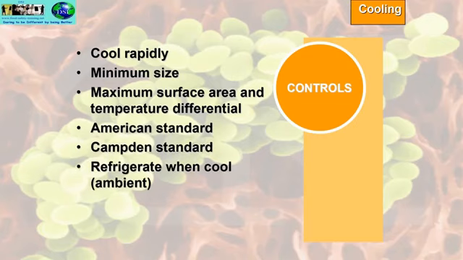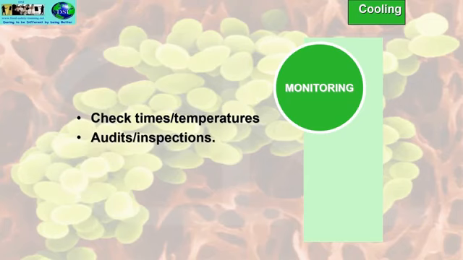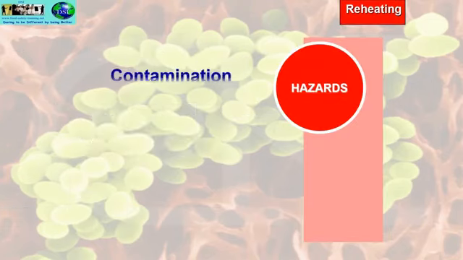We've got different standards of cooling. The American standard and the Camden standard, and you will find these in the notes that are supplied with the course. It depends on the various temperatures that are accepted by the different standards. You need to refrigerate when cool, i.e. at ambient temperature, and cover and protect food. Monitoring: check times and temperatures, audits and inspections.